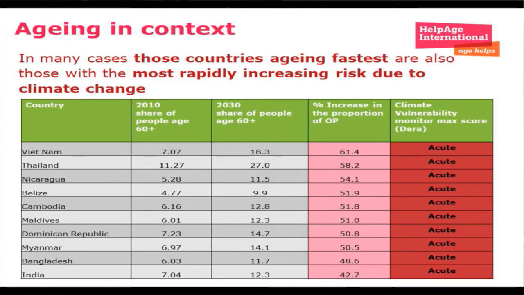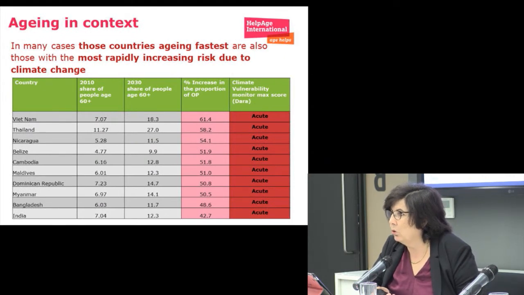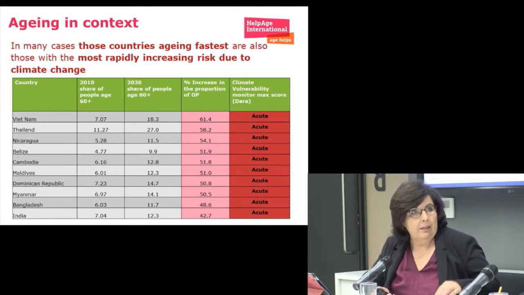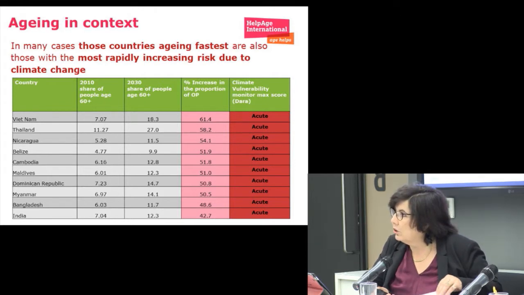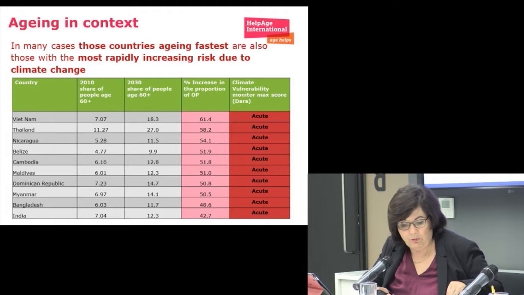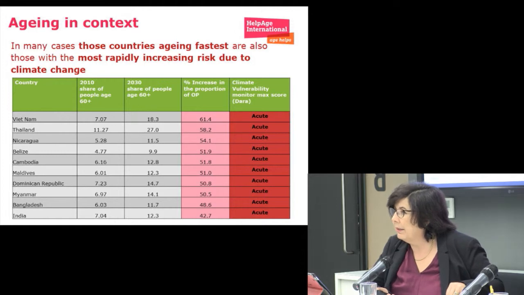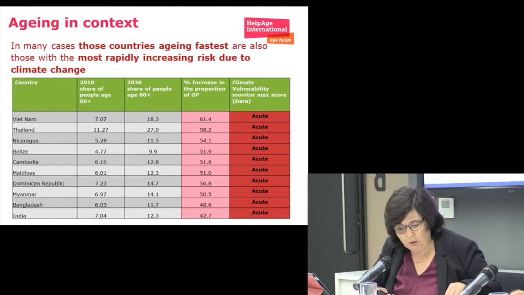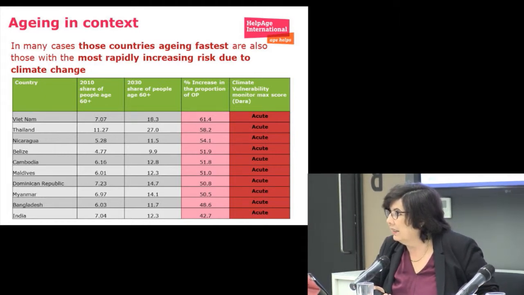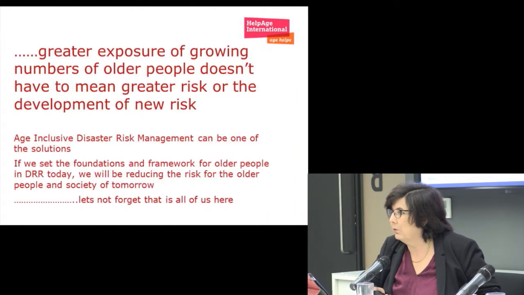This illustrates the number of countries going through a fast aging process, some of them specifically here also countries considered very vulnerable to disaster by the DARA indication of acute situations. Vietnam and Thailand almost triple their population of over 60, in 20 years, from 2010 to 2030. So it's another indication of the rapidity of this process.